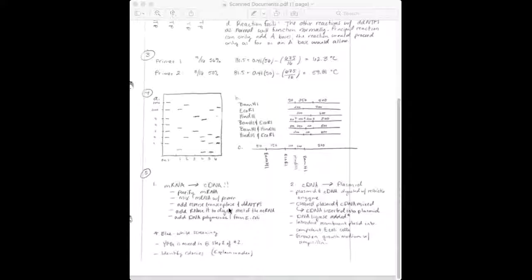You add your reverse transcriptase and your energy to transcribe those individual base pairs. You also add your RNase to digest the stuff that we didn't actually really need. So we're getting the sequence as we need it.